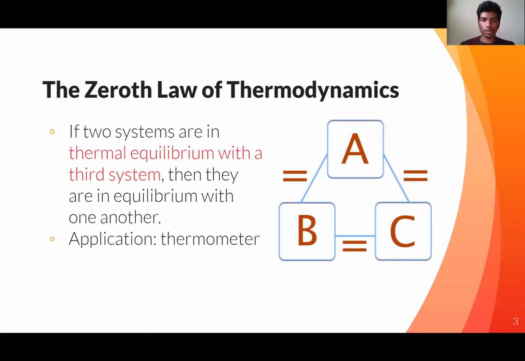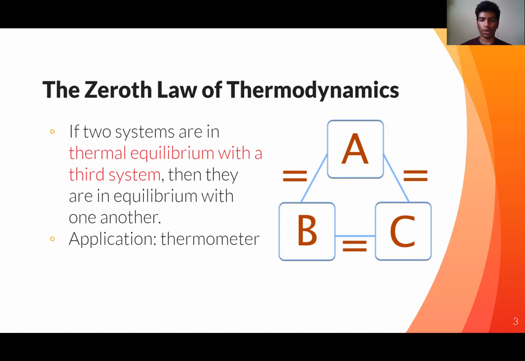So, the first law out of the four laws of thermodynamics is called the Zeroth Law. And it's incredibly important as it allows us to define the concept of a temperature scale. And it basically states that if two systems are in thermal equilibrium with a third system, they then therefore have to be in equilibrium with one another. And this can be demonstrated in a real life application through thermometers.